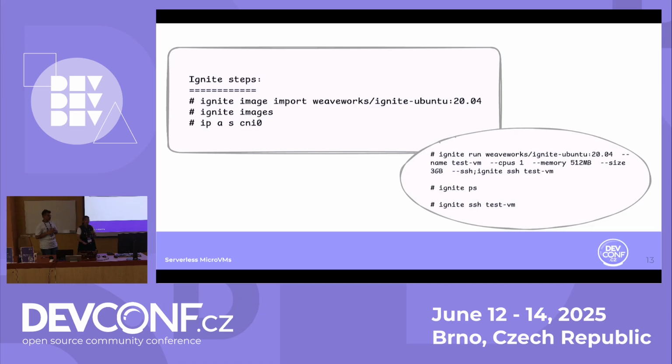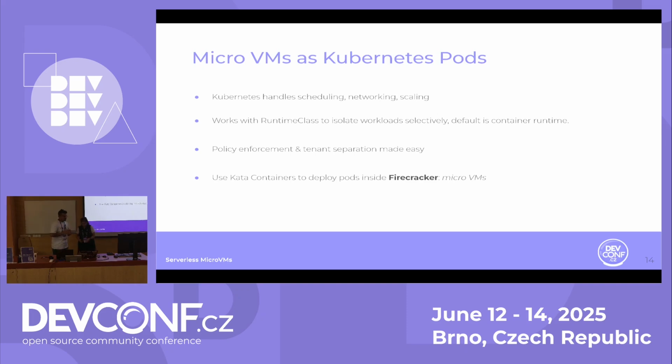And if you want to run, just do ignite run, give your image, the name of your VM, the CPU you want in your VMs, the memory usage, the size, and just do SSH, so you have SSH access to your machine. So these are the basic commands. Now let's see how we integrate the Firecracker MicroVMs with Kubernetes.